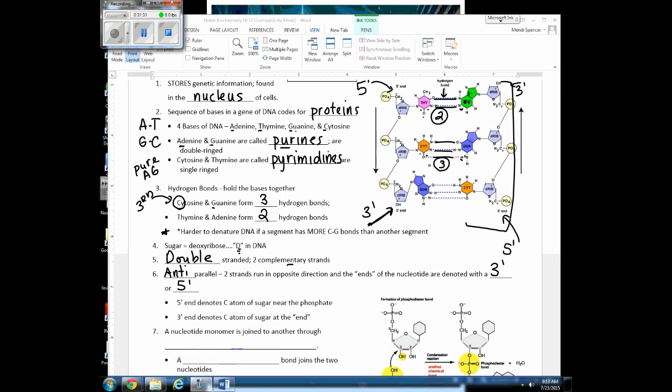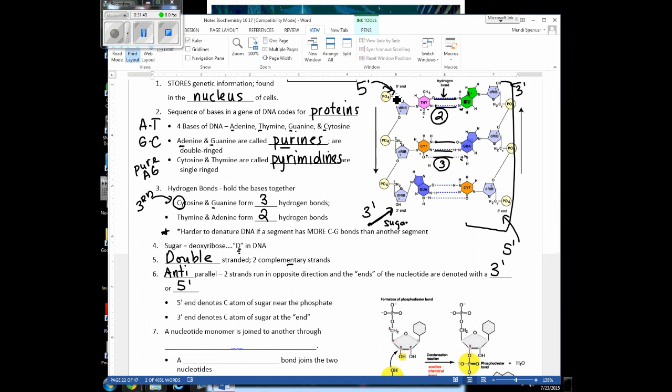And so if you see that the end is ending and it's got a sugar, that's going to be the 3' end. And then if you can see up here, it looks like it's ending kind of with the phosphate. That's going to be the end that's denoted as the 5' end.